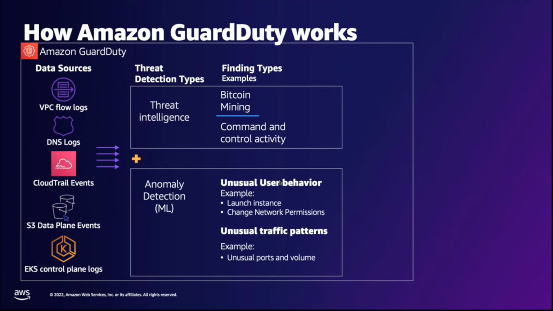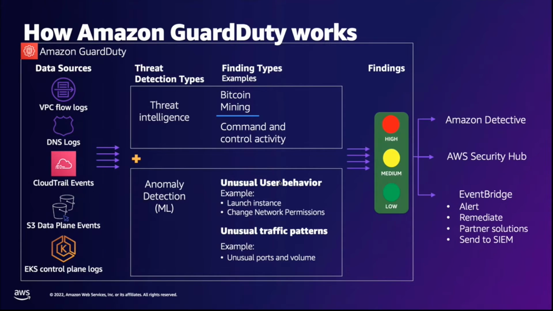And there are basically two things, right? The threat intelligence, where it has some finding types. For example, command and control activities or a specific risk, or eventually unusual user behavior, unusual traffic patterns, right? Analyzing all of these logs, it provides the findings, which it categorizes as high, medium, and low based on the severity.